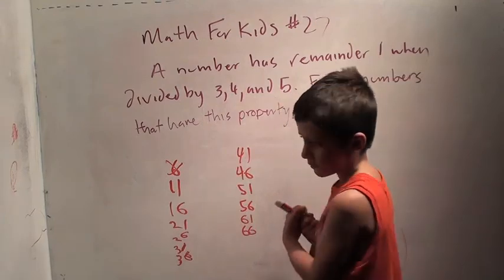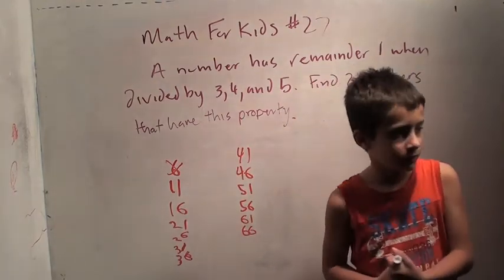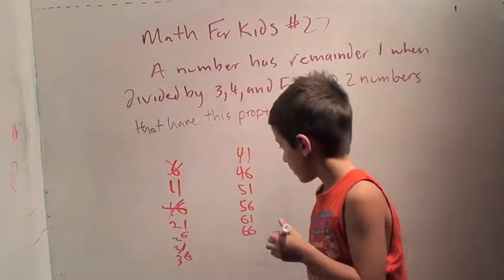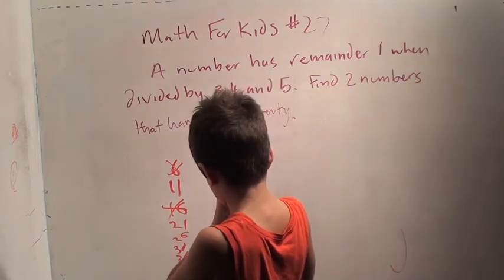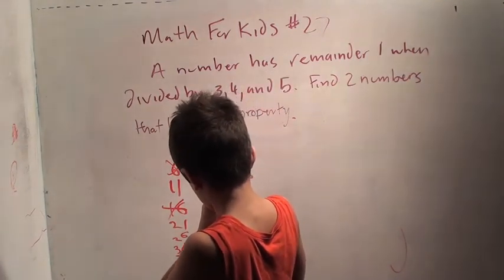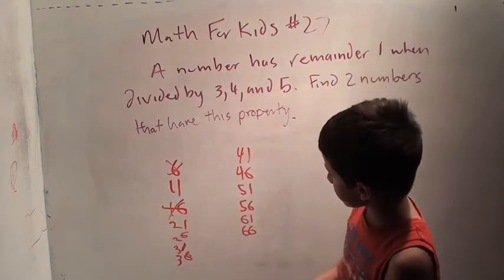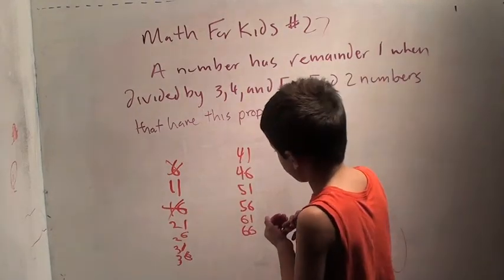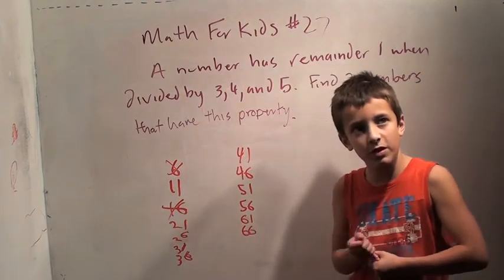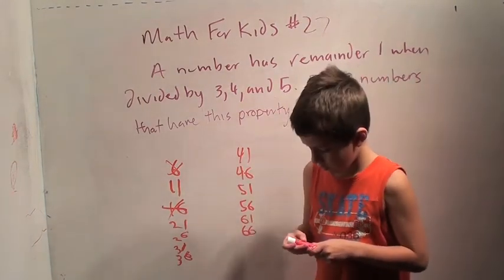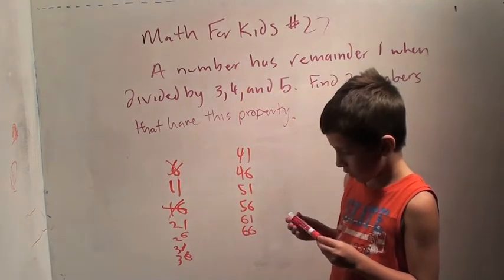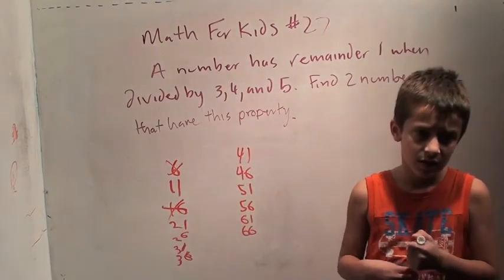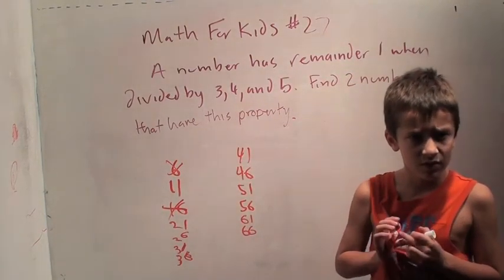What else can we cross out? Some of these numbers are divisible by 2. Actually, half of them are divisible by 2. Okay, why can you cross out numbers that are divisible by 2?